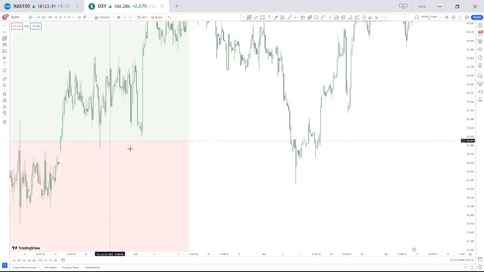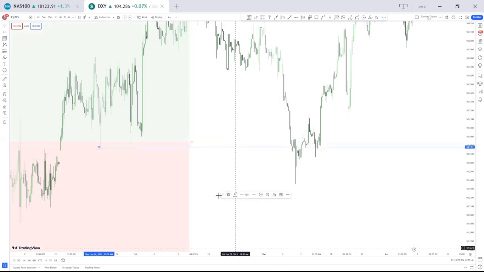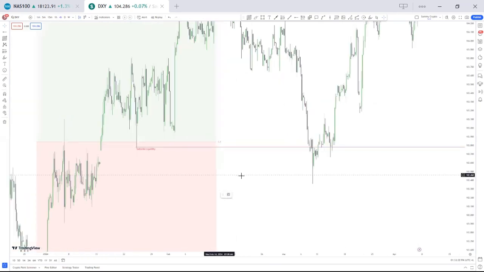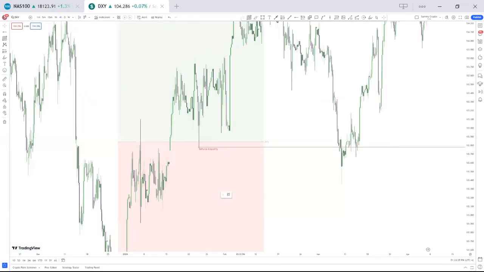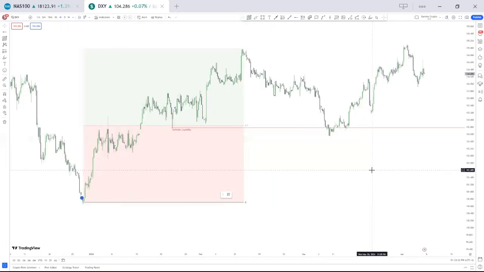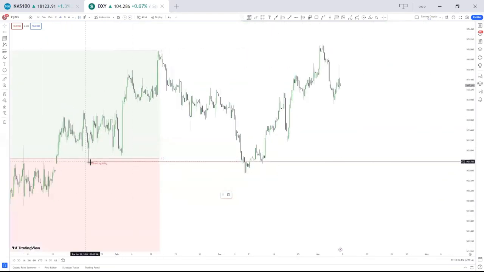This is a relative equal low. I've done this over and over again for my private students. They're already used to this. Trust me, they can explain this to you like they are explaining it to a 5-year-old. So this is a relative equal low in the discount. Once price takes that out, this is not random. It goes for the next high.